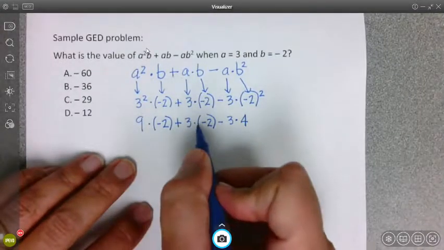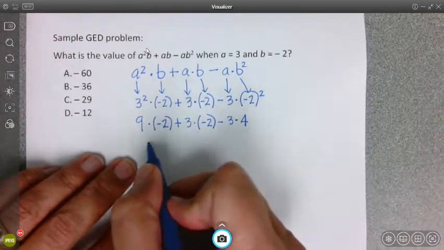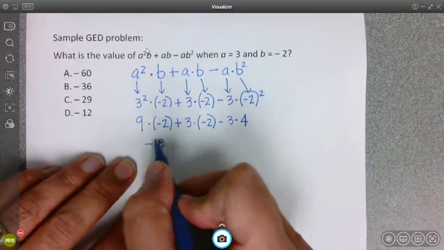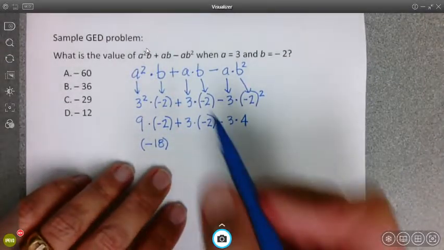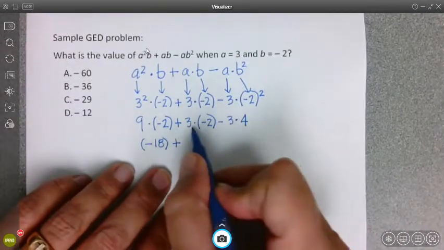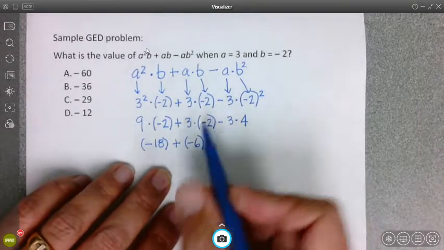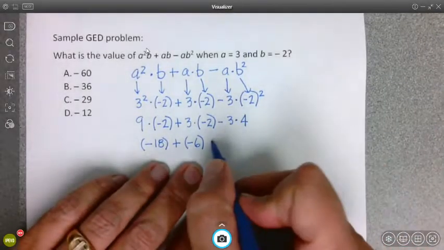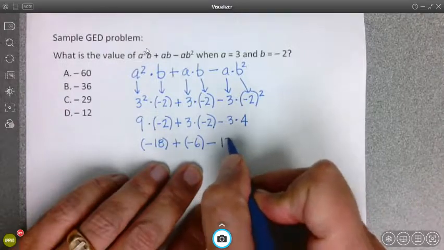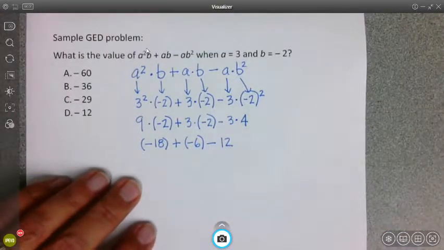The next operations are going to be the 3 multiplications. 9 times -2 is a -18, and again I'm still keeping that in parentheses to make sure that I know that's a negative number, plus 3 times -2 is -6, and again I keep that in parentheses so I don't confuse that negative sign as being a subtraction symbol, and then minus 3 times 4 is 12. So far so good. We're just doing the work from left to right.